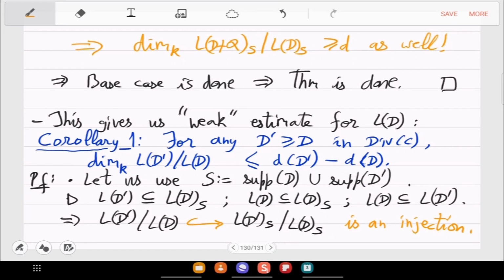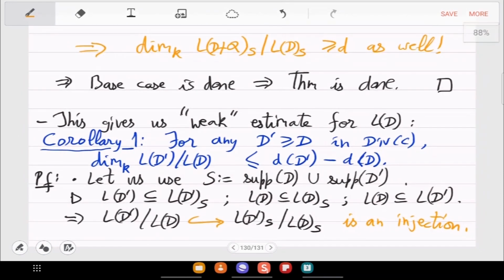Okay, it's an injection. So is that clear? So nothing else other than LD is in the kernel. That is what you have to show here. Yeah, but because of these containments, I think you can complete this. This is almost obvious. And once you complete this, you get the upper bound by the theorem.